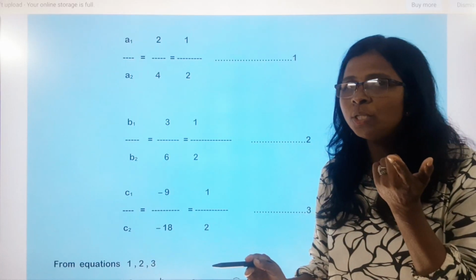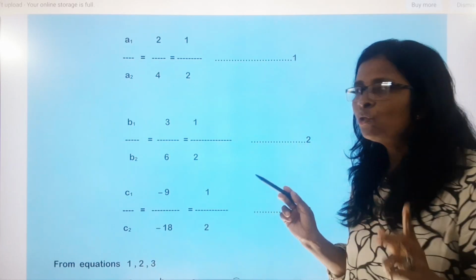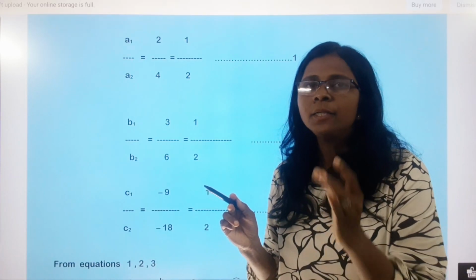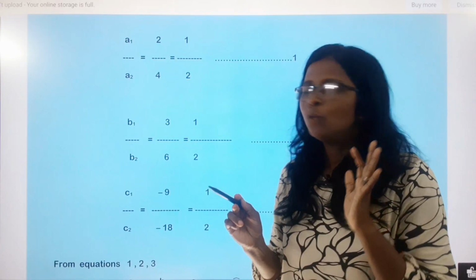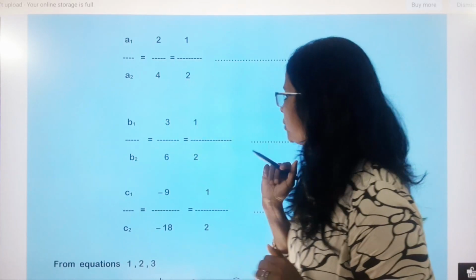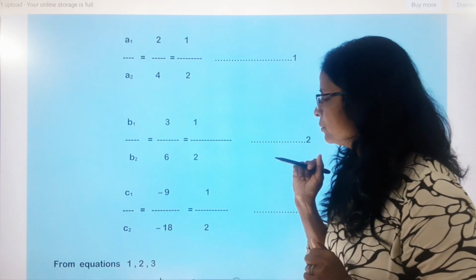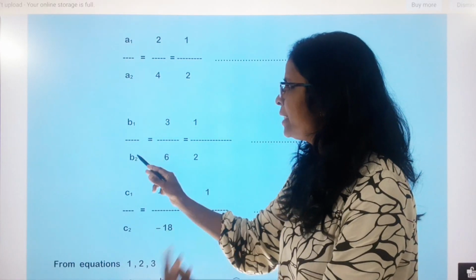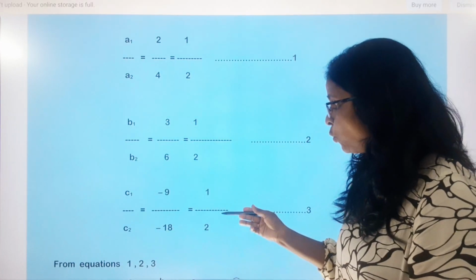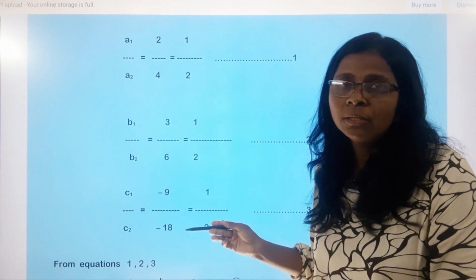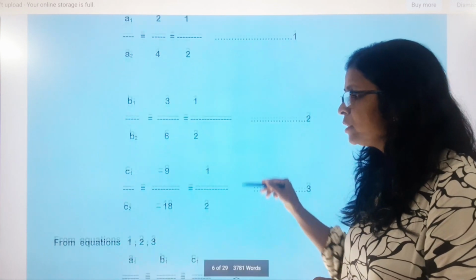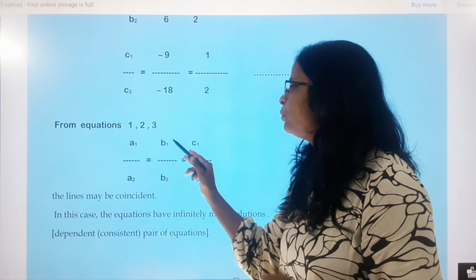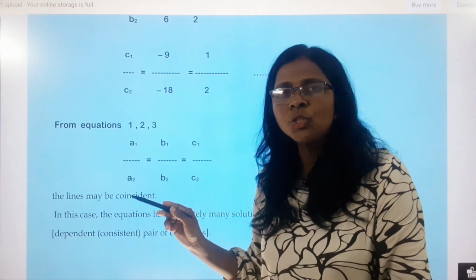So let us observe carefully the values of equations 1, 2 and 3, that is, the values of the ratios. The values of the first equation and the second equation, that means the first ratio and the second ratio, are equal, and the third is also equal. So from equations 1, 2, 3, we get a1 upon a2 is equal to b1 upon b2 is equal to c1 upon c2 also.